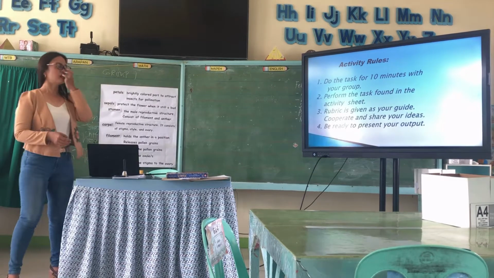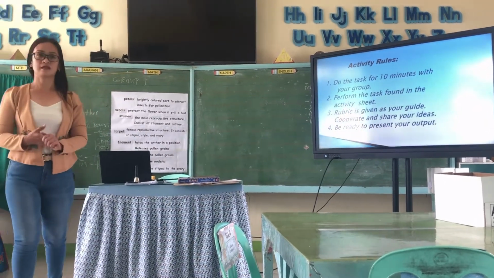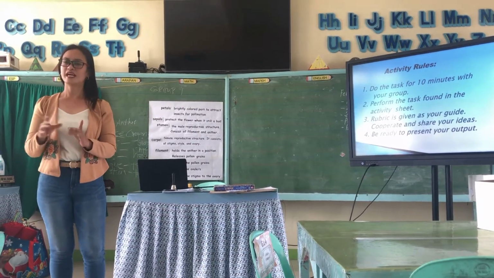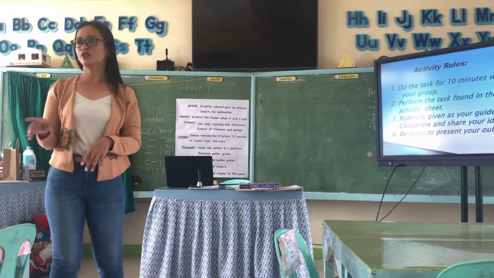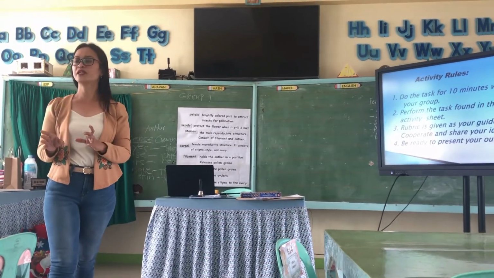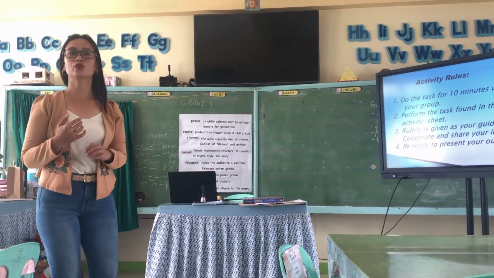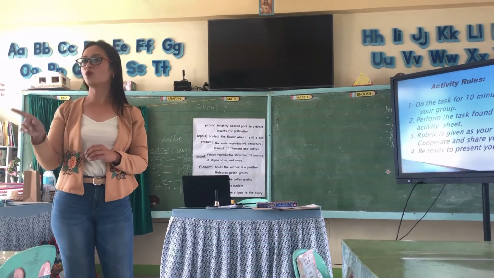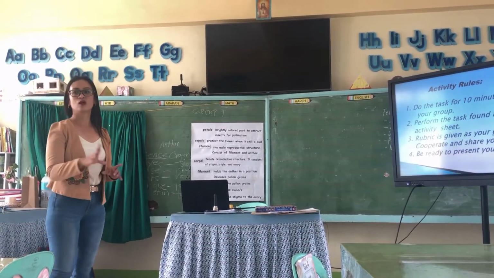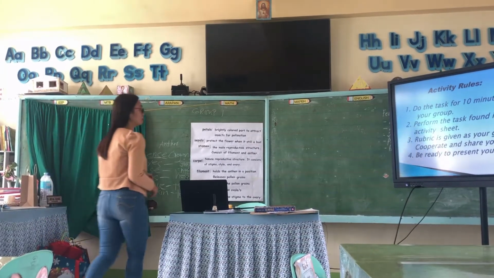In our activity, you will be grouped into 3. So group 1, 2, and 3. So assuming that you have grouped, there are lots of ways on how to group. For me, usually I group pupils by having them count 1, 2, 3, 1, 2, 3, 4, 5. Then all number 1 will gather together, all number 2 will gather together.